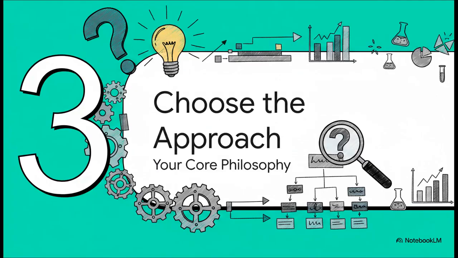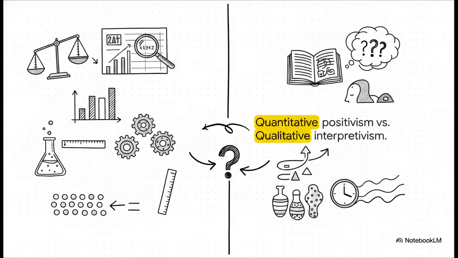Section 3, Choosing the Right Approach. This is where it gets really interesting, because your methodology is ultimately going to split down one of two completely different worldviews. You really have to decide what you actually want to know. If you're operating in the positivist paradigm, you're going quantitative. You're focusing on hard facts, looking for causality, testing hypotheses, and using large sample sizes to measure things numerically.